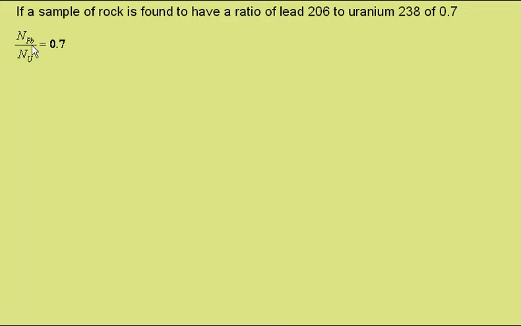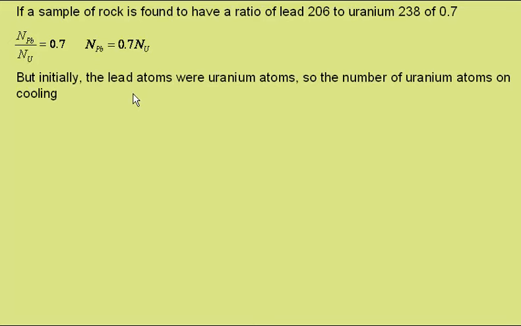the number of lead to number of uranium gives 0.7. So we can say that the number of lead atoms is equal to 0.7 the number of uranium atoms. But initially the lead atoms were uranium atoms, so to find the number of uranium atoms on cooling, the number of uranium atoms at the start, we can say that N0, which is the number of uranium atoms at the start, will be the number of uranium we have now, plus the lead, which we've said is 0.7 times the number of uranium. So the number at the start is 1.7 times the number we have now.